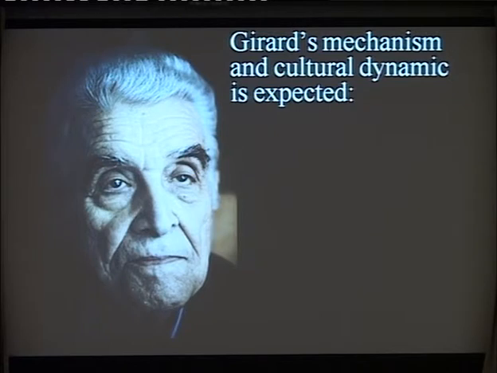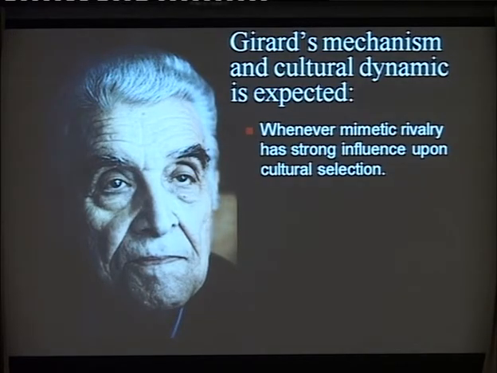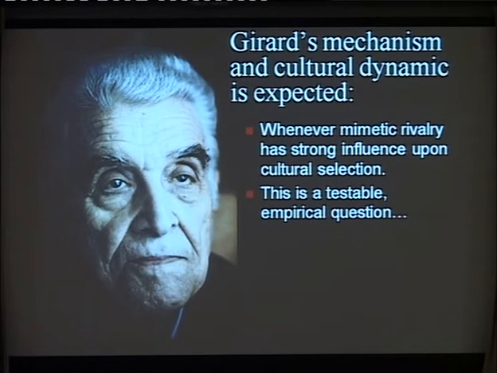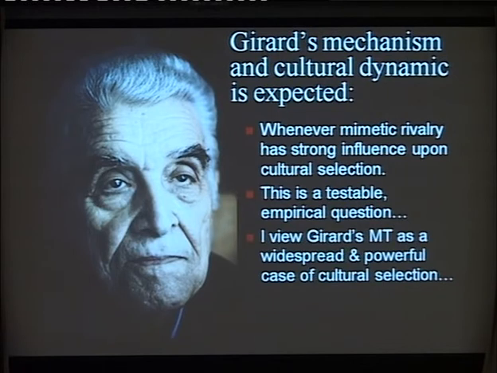So my conclusion is that Girard's mechanism and cultural dynamic will be expected whenever mimetic rivalry is acting as a force, acting as a condition in a population. And what I really appreciate about Girardian theory is it gives us a kind of social context, a social structure in which cultural things emerge and change. Whenever mimetic rivalry has a strong influence upon cultural selection, this is a testable empirical question.